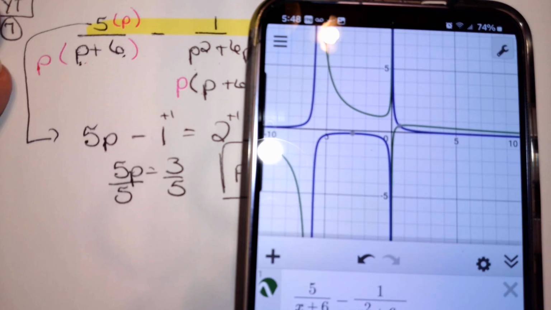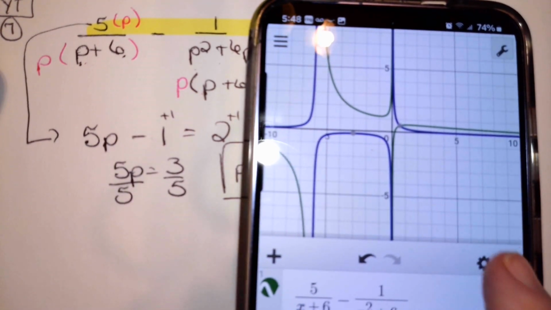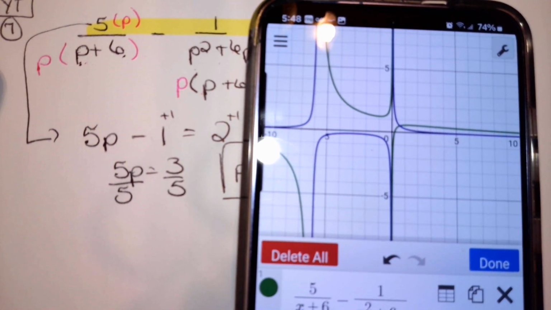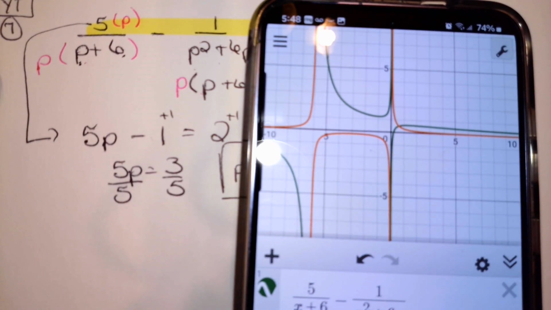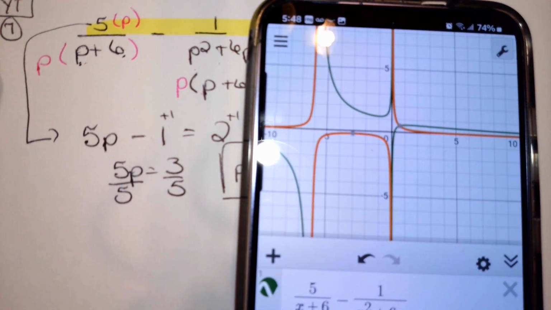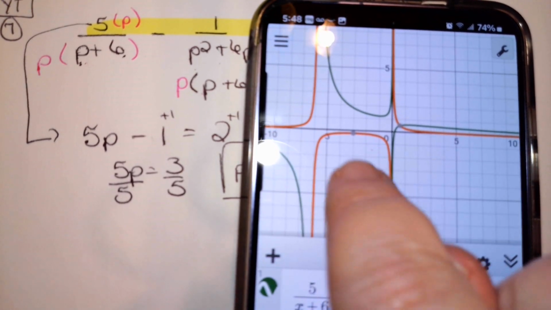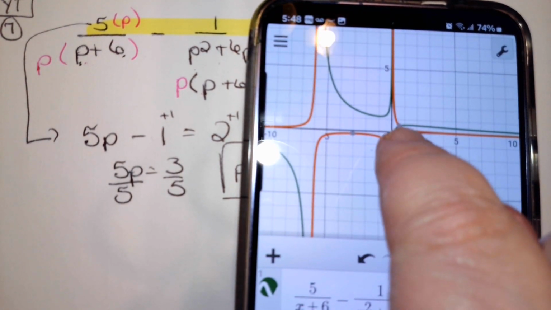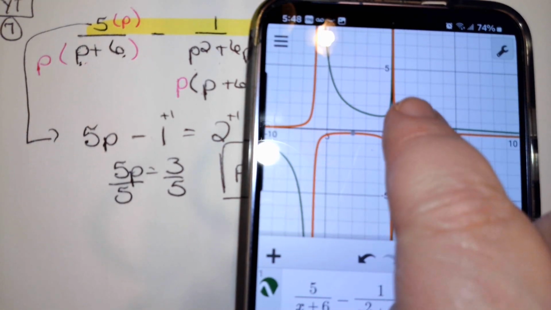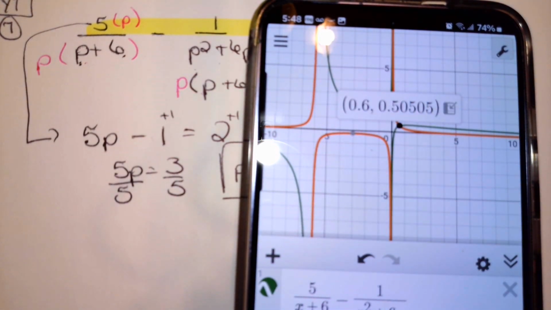I know it's harder to tell the difference between the colors, so let me change this to maybe an orange. I think that's a little easier to see. If you just tap one of the equations, it'll show you certain points of interest. Like here we've got a vertex. Right here, I can see their intersection. So when I tap that, I get 0.6.